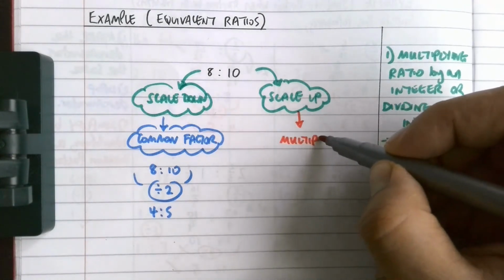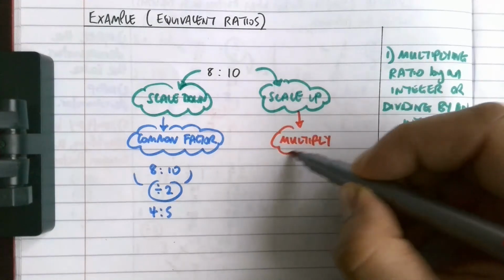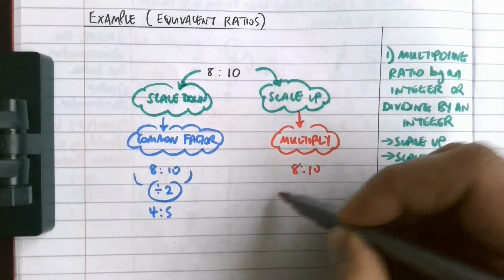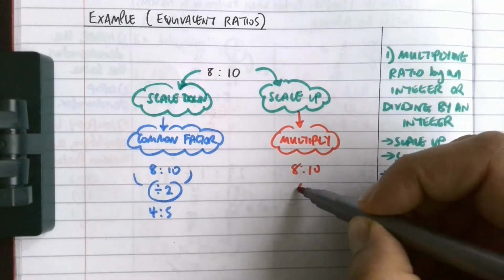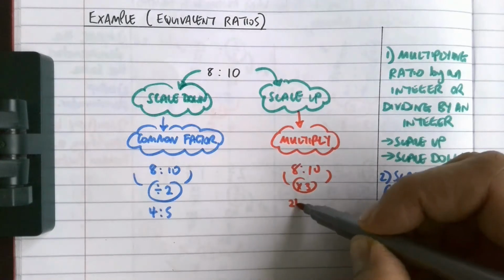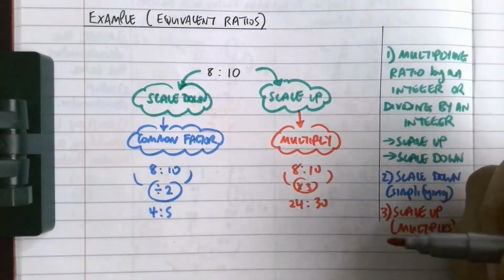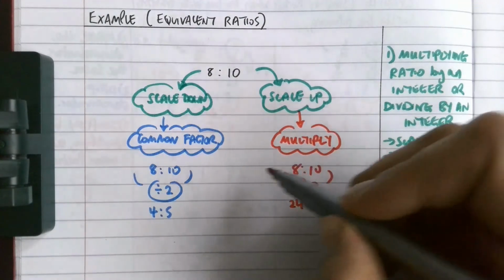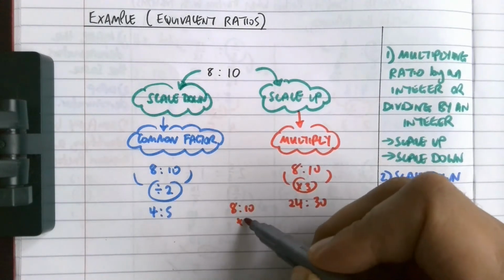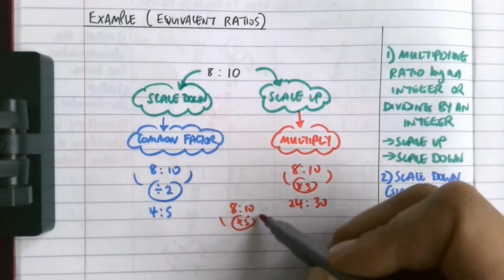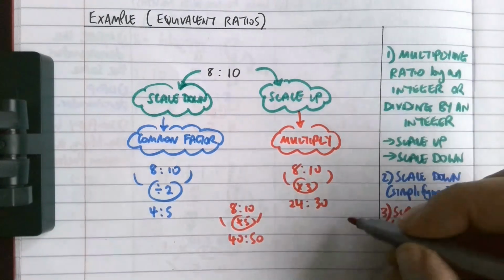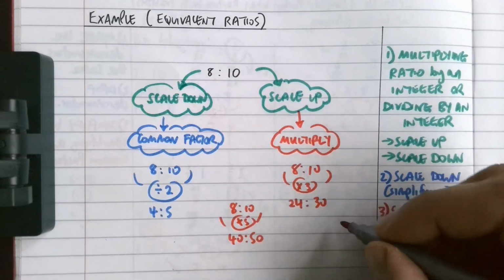So if we look at 8 to 10, which is our ratio, if we multiply both parts of it by 3, we're going to get 24 to 30, which is an equivalent ratio. Right? It's equivalent, so the numbers are bigger, but it's equivalent. 8 to 10, we can multiply it by 5 and we get 40 to 50, which is an equivalent ratio. We've scaled the ratio up equally, so it's equivalent.